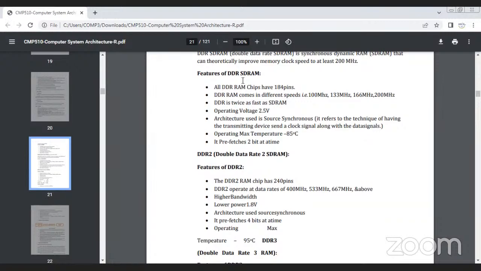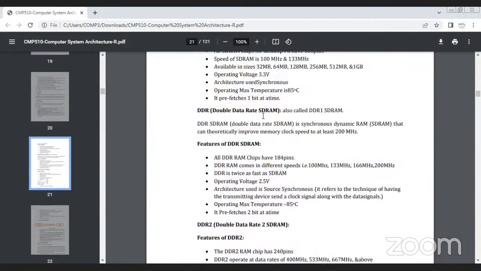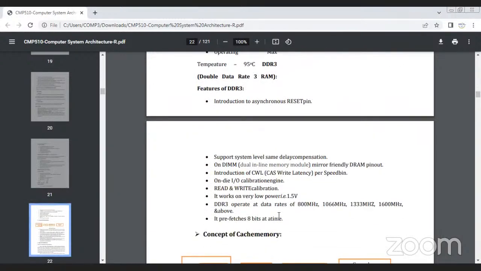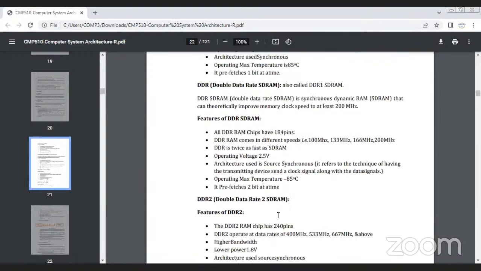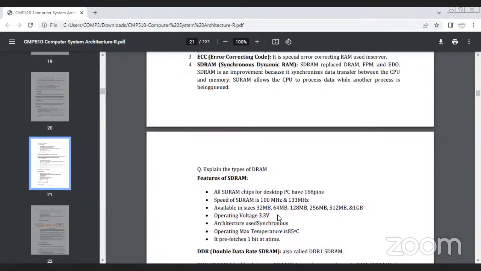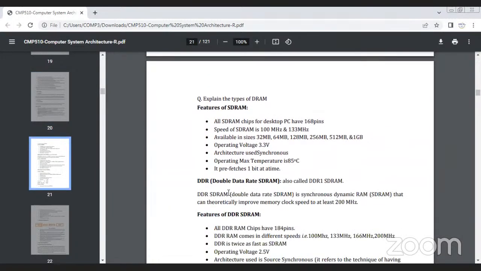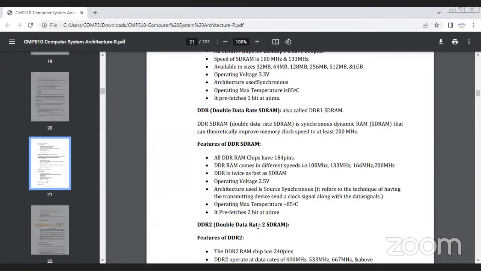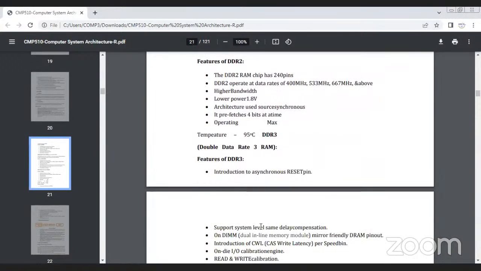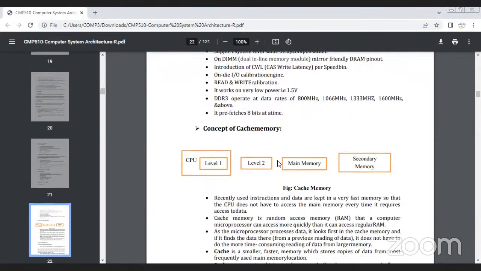So these are the types of DRAM. Okay, dynamic random access memory. First type is asynchronous DRAM, synchronous DRAM, double data rate SDRAM, double data rate 2 SDRAM, and double data rate 3 SDRAM. Okay. So these are the 5 basic types of DRAM.